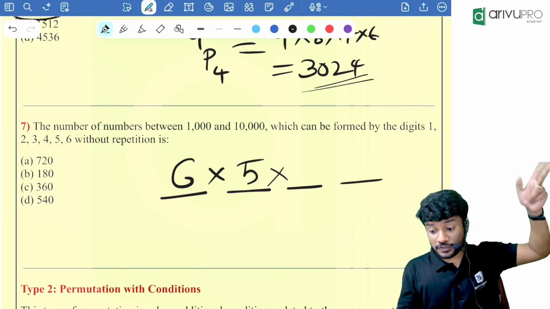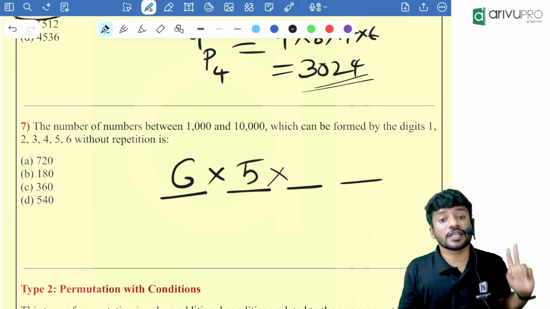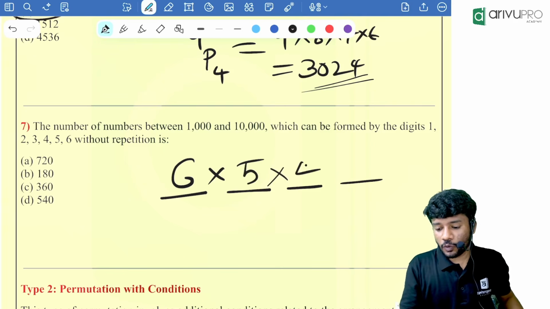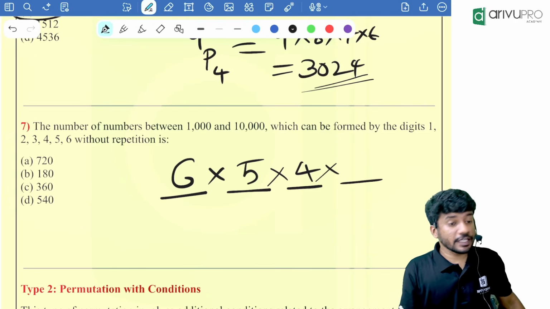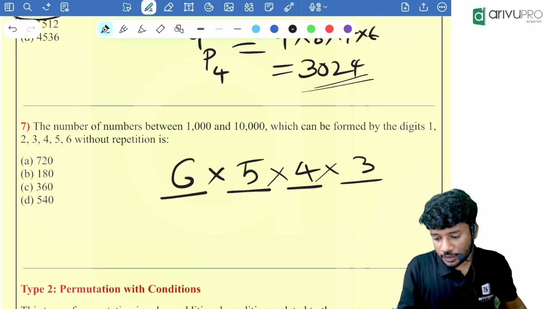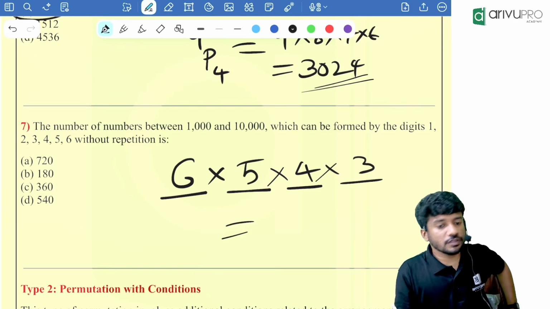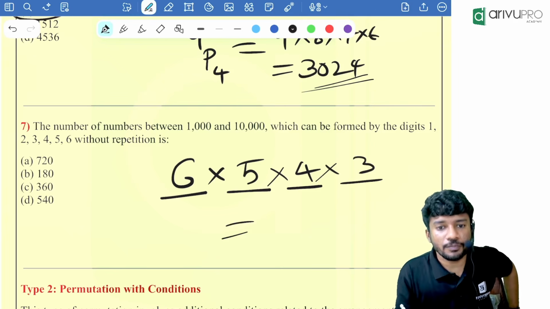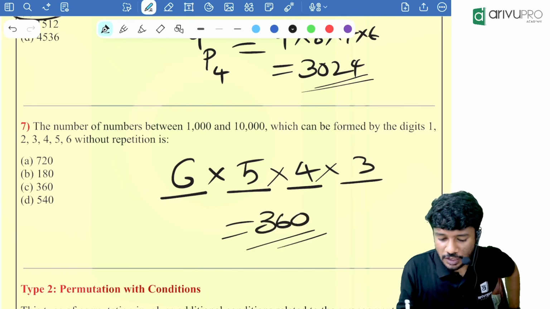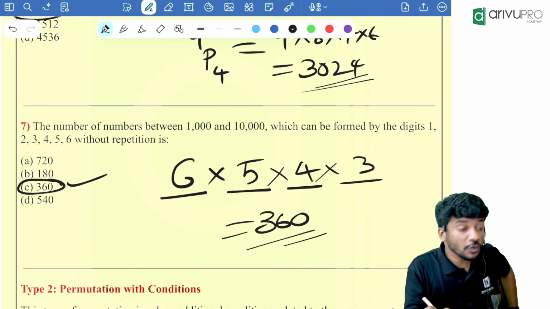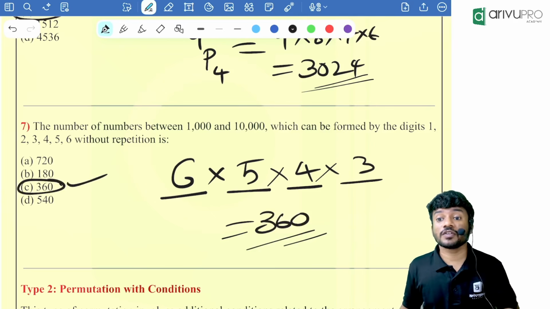If two of the numbers, for example 1 and 2, already sat, how many are remaining? 4. If 3 numbers already sat, how many are remaining? Answer is how much, people? 6 into 5 into 4 into 3 is 360. In the future, I'll be teaching you how this connects with combination.